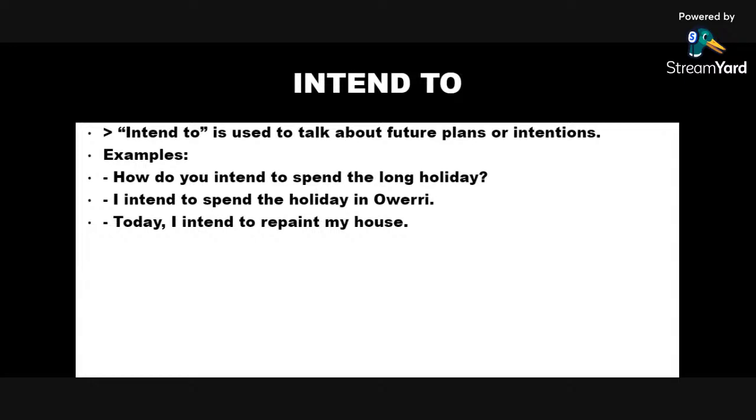Then another example is, today I intend to repaint my house. That is your intention. Probably someone is asking if you can participate in another activity, and you are saying, well, I'm not really free the whole of today. Today I intend to repaint my house. That's my plan for today. That's what I intend to do.